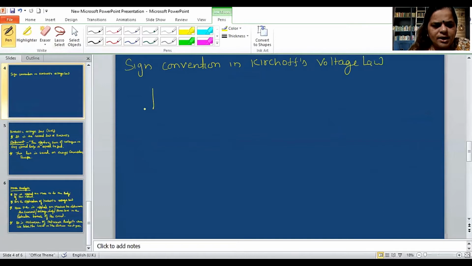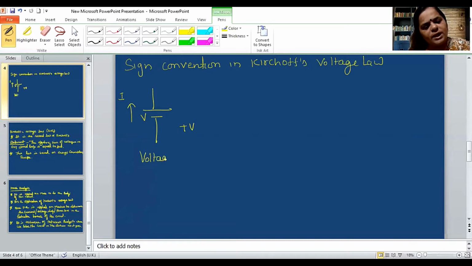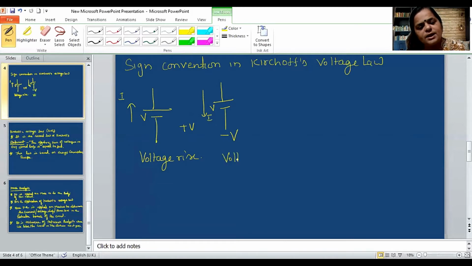Like if there is a voltage source like this and the current is flowing like this, then we will always write plus V in a KVL equation, because the current is flowing in a voltage rise way. Similarly, if the voltage source is like this and the current is flowing like this, then in a KVL equation it will be written as minus V, because it is a voltage fall. The current is flowing in a voltage fall way.